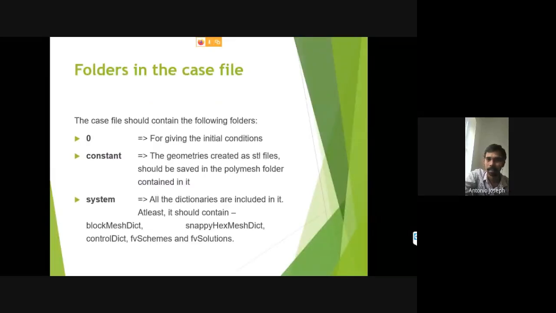As I discussed earlier, we have three folders in a case file: 0, constant and system. Now we are almost familiar with most of the files, and we will come across files like the control dictionary, then the polyMesh folder, etc. later on while we are giving the boundary conditions. We will be discussing them in detail at that time.